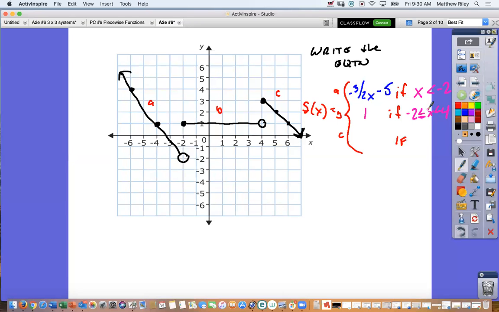The last one, I'm going to start with my ifs. So my ifs, it goes to the right of 4. As long as x is greater than or equal to 4, but somebody else tell me, what's my slope?